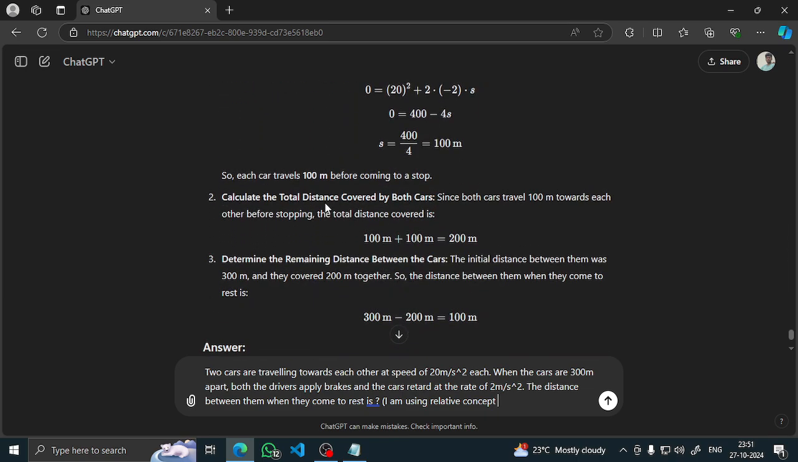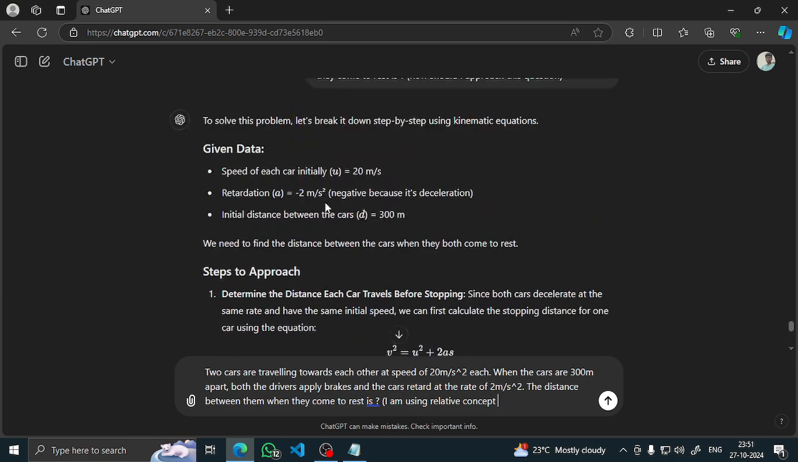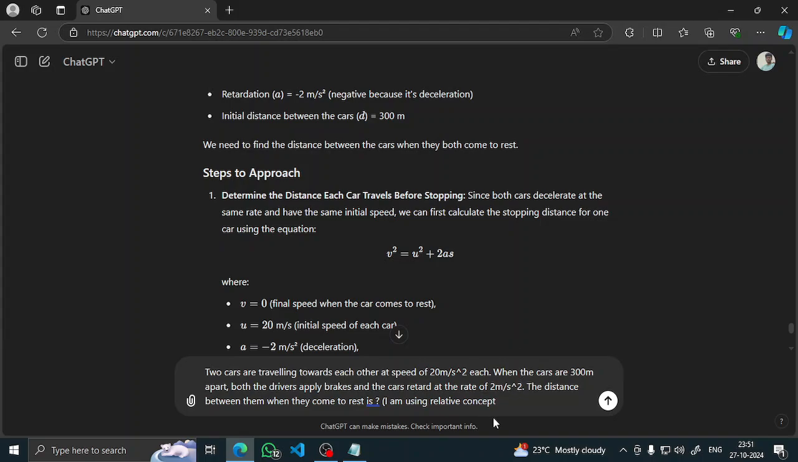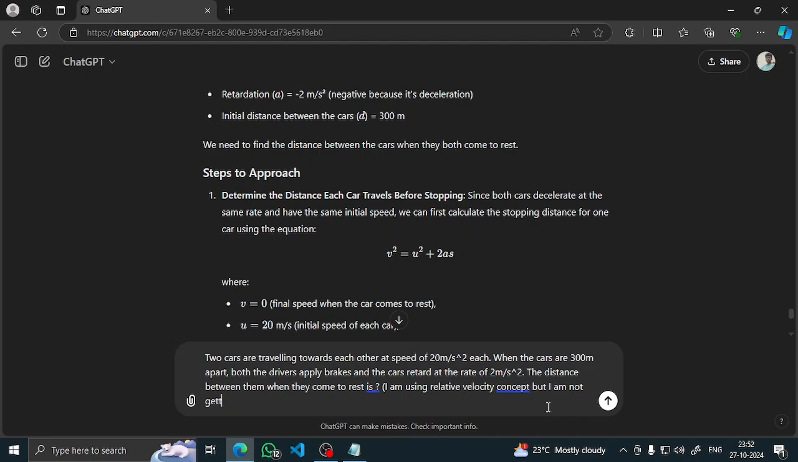I think no, it doesn't. So I'm going to tell ChatGPT that I am using the relative velocity concept, but I am not getting the answer. What should I do?